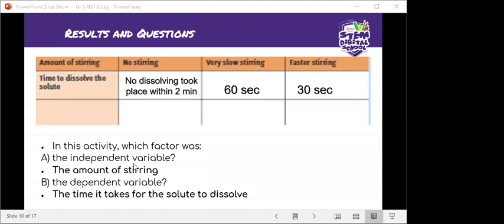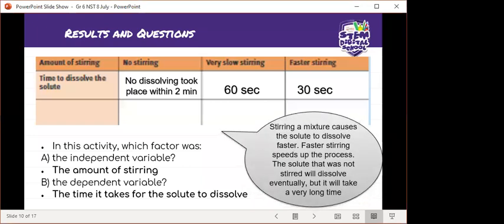All right, so let us continue. So I hope guys from now, if you are asked what the independent variable is and the dependent variable, you will be able to answer that with ease. All right. Cool. So the speech bubble reads, stirring a mixture causes the solid to dissolve faster.